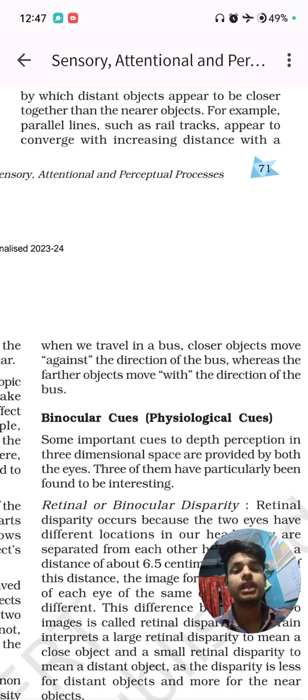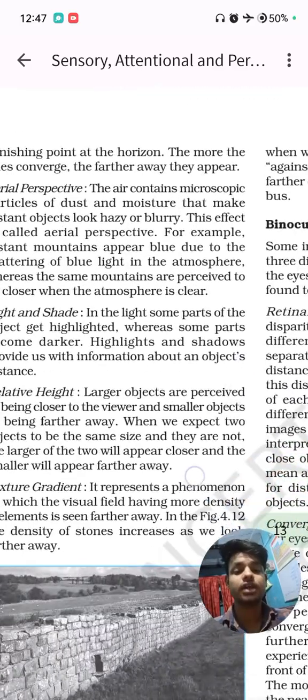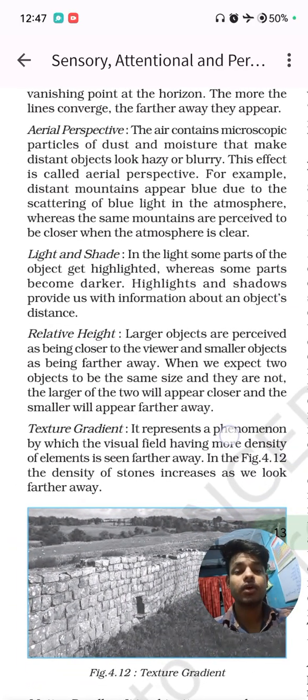For example, parallel lines such as a rail track appear to converge with increased distance, with a vanishing point at the horizon. The further away they are, the closer together they appear.